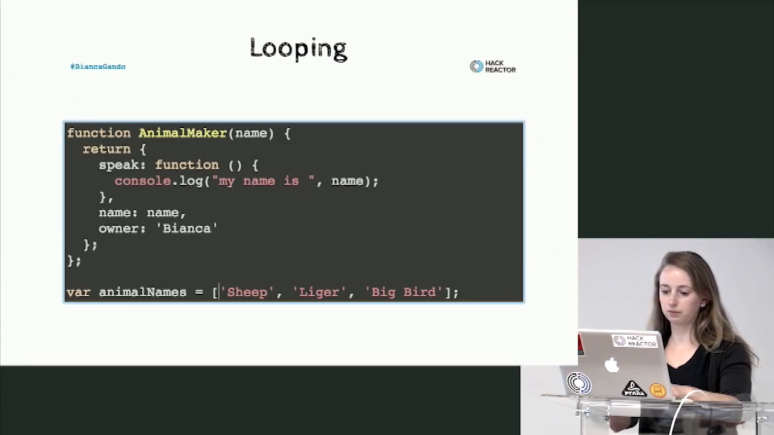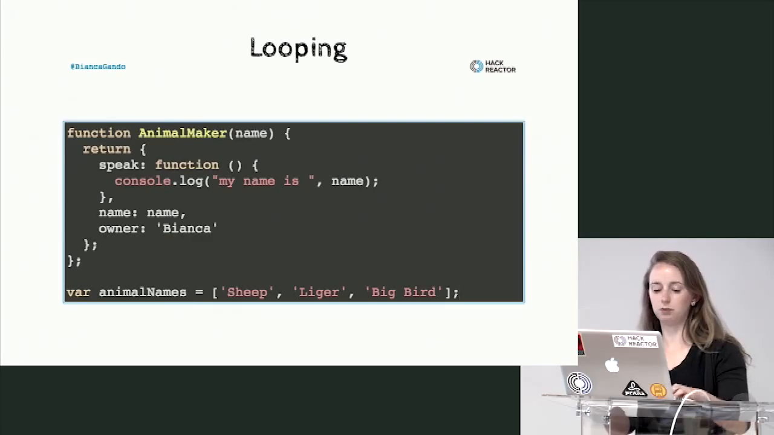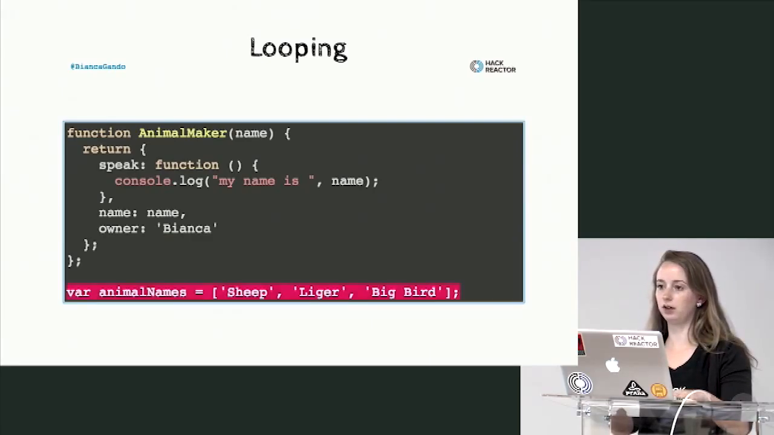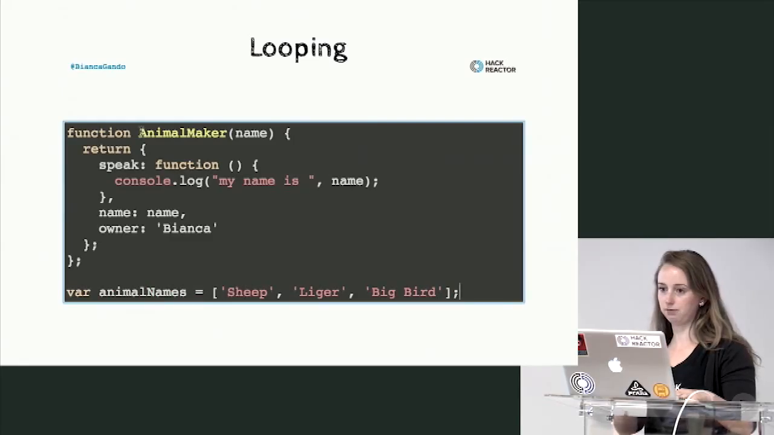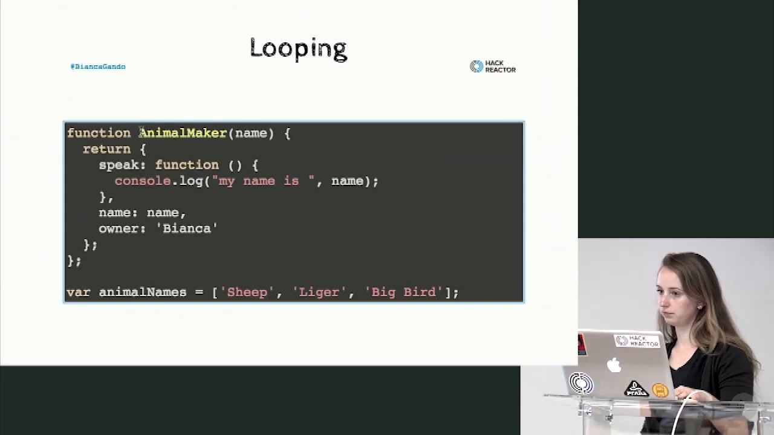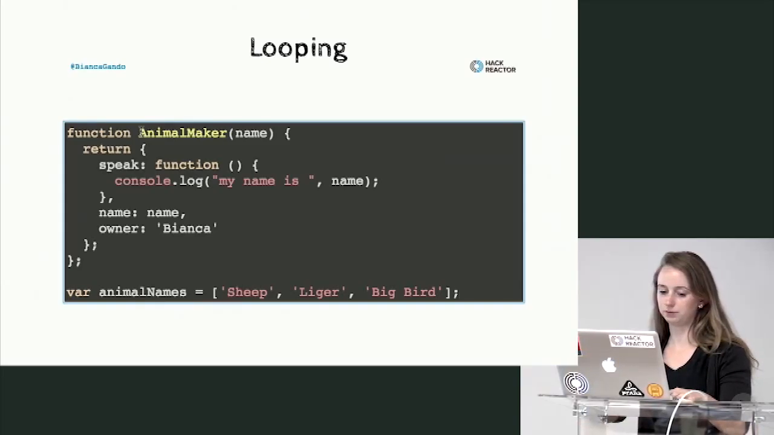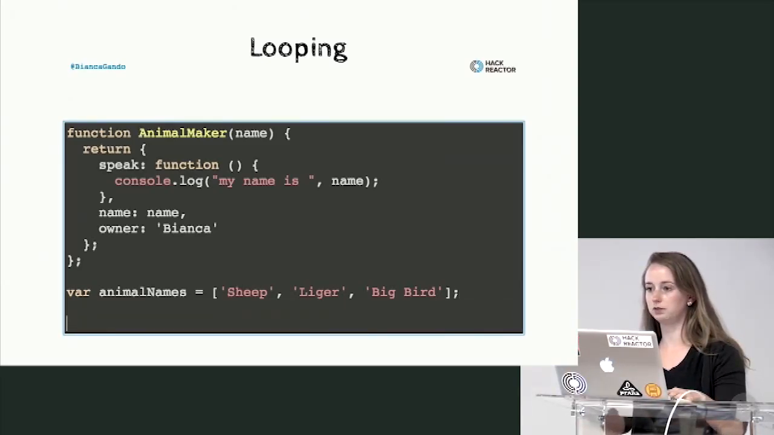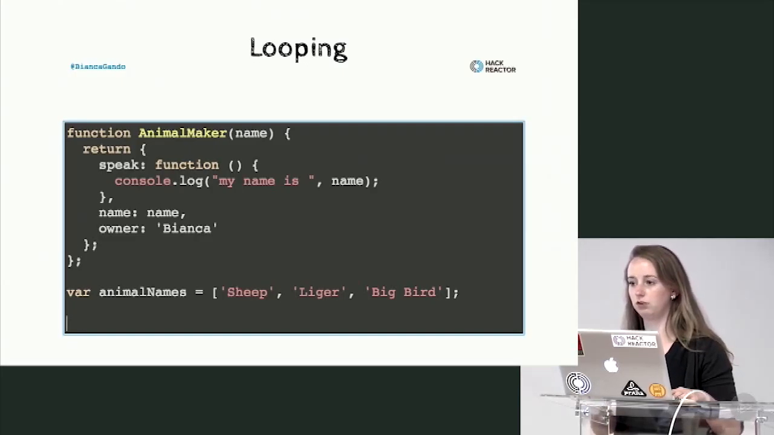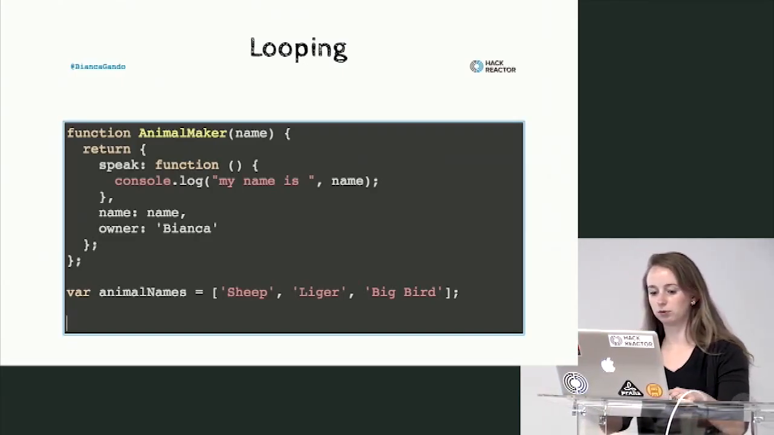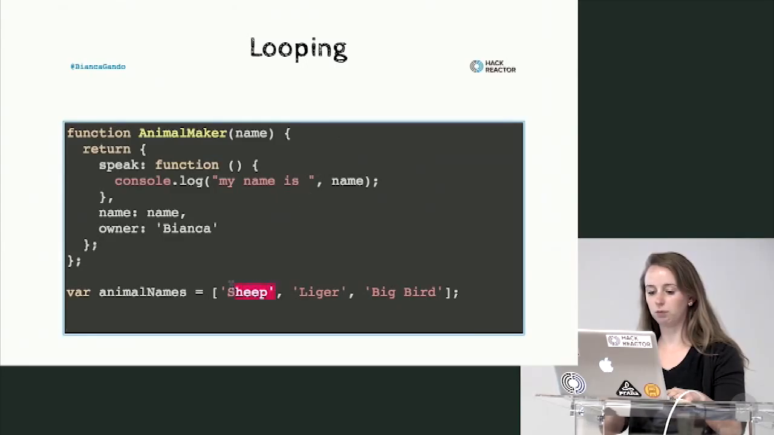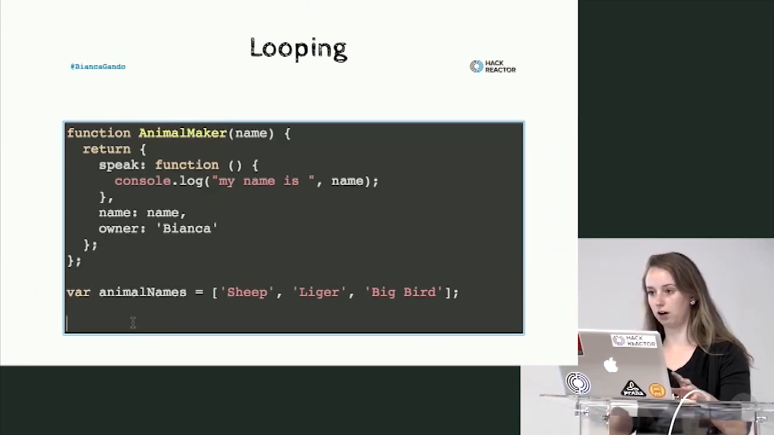So what if we wanted to loop through these animal names and create an animal object with each one? How do we go about doing that? Actually, I'll give you like 5 minutes to try this out on your own. What we're going to do is loop through. For each name, we are going to pass it to Animal Maker and create an animal object.